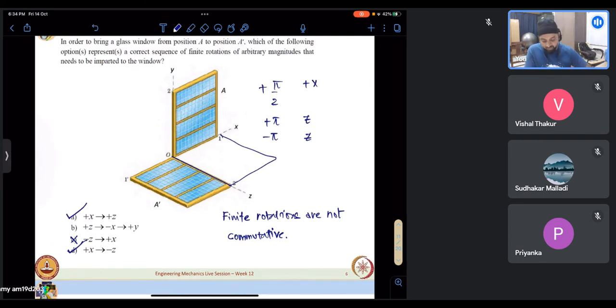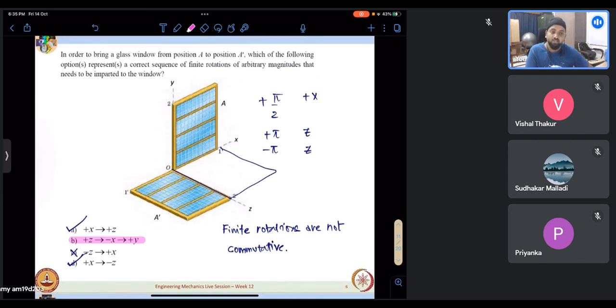And regarding option B, I would encourage you to think it over as to what configuration can actually help you reach, what kind of rotation you have to impart about these three specific axes in the order that they are mentioned in order to reach the final configuration. So if there are any questions, please ask. I'm happy to take them now.